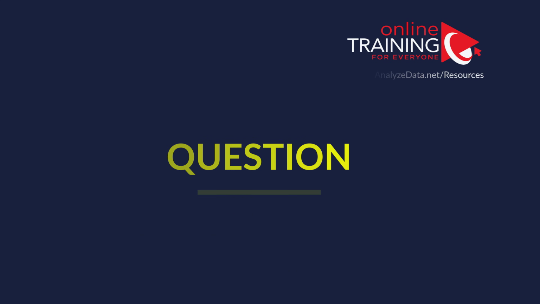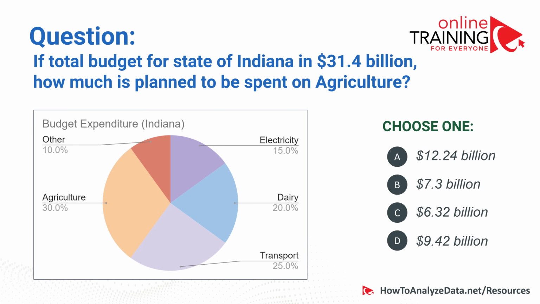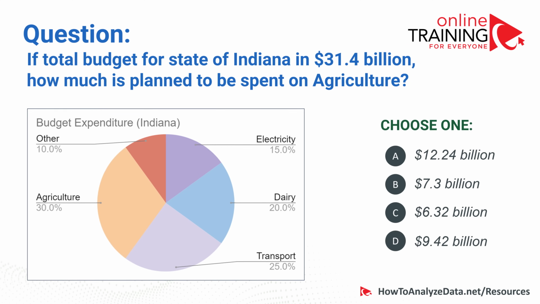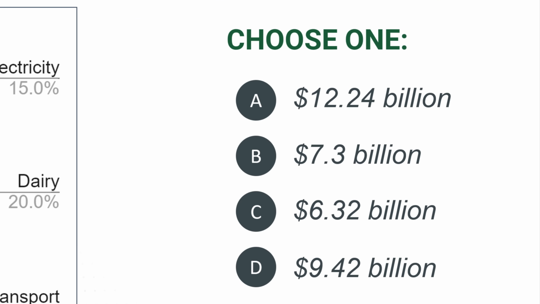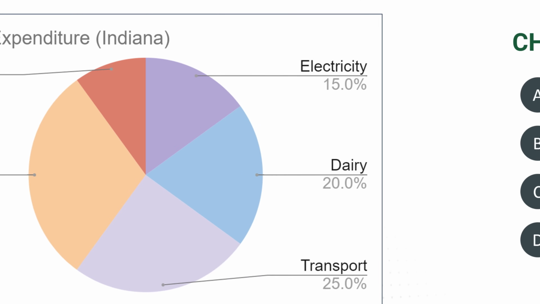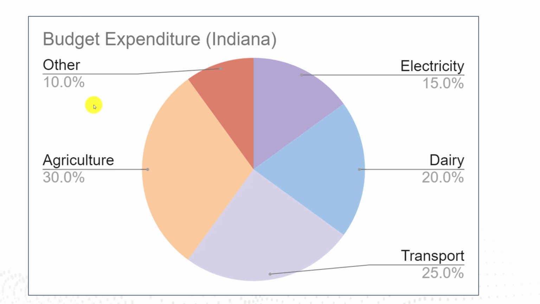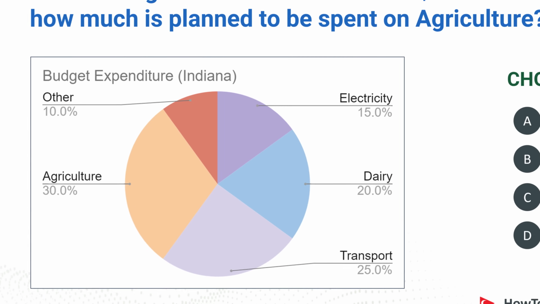Now let's look at the question which tests your knowledge of percentages and logical reasoning, and is frequently used as part of math reasoning, abstract reasoning, numerical reasoning, and logical reasoning tests. If the total budget for the state of Indiana is $31.4 billion, how much is planned to be spent on agriculture? You have 4 choices: $12.24 billion, $7.3 billion, $6.32 billion, and $9.42 billion. And you have a chart which shows different percentages for different types of expenditures. Which one do you think is the right choice here?